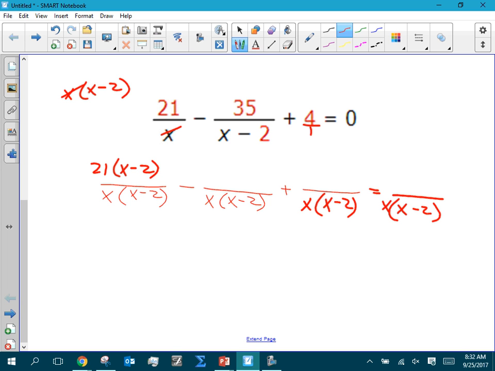We'll evaluate that here in a moment. Come over here, same idea. This was my common denominator, and I multiplied ultimately by just x, right? So we get 35x on top. And then on the 4, we're going to multiply by everything, so 4x times x minus 2. And then on the right-hand side, I had to multiply this denominator of 1 by everything, so we get 0 times x minus 2. But that's what we ended up with, right?